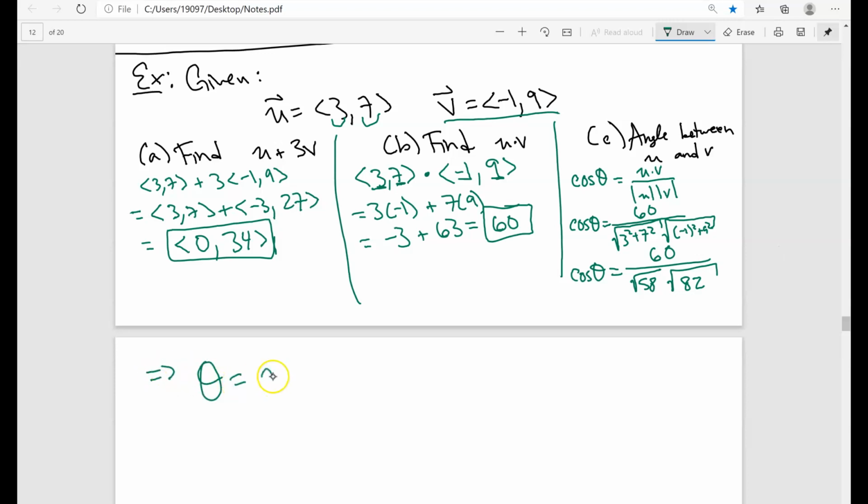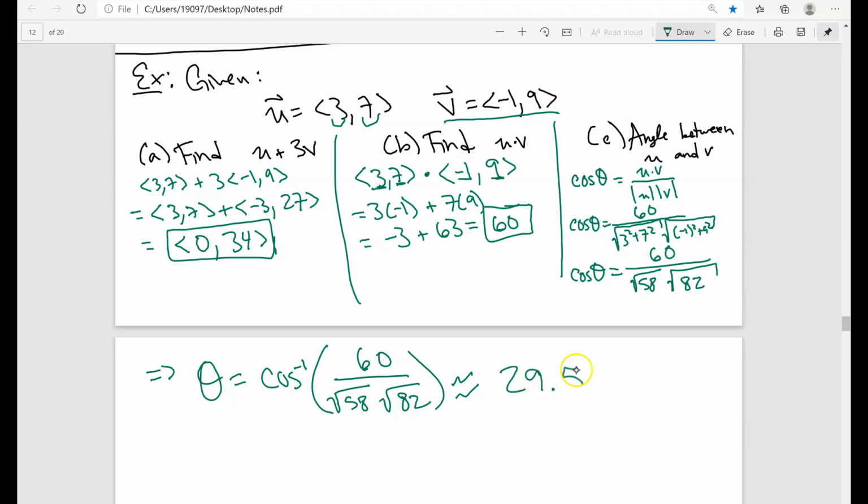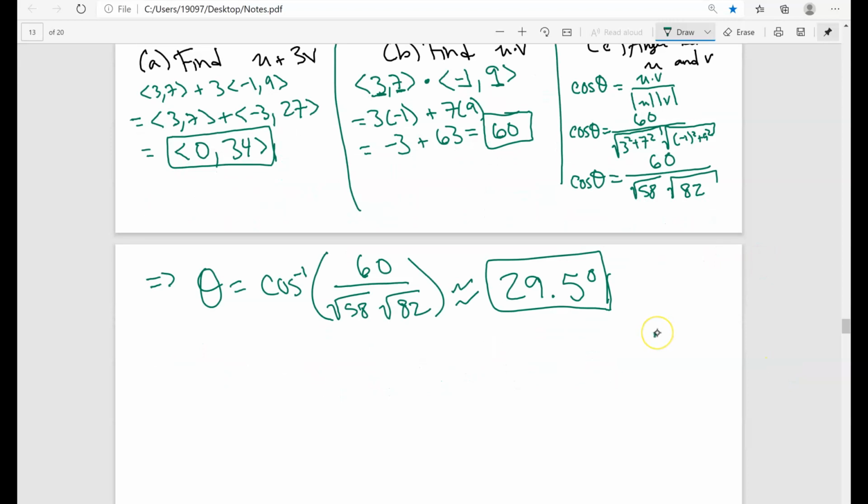So theta is going to be equal to the cosine inverse of 60 over square root of 58, square root of 82. Okay, so cosine inverse is going to be 60 divided by the square root of 58 times the square root of 82. And I end up getting about 29.5 degrees. Okay, so that is the angle between these two vectors. So that means if I were to graph these two different vectors in space, then the angle between these two different vectors is going to be 29.5 degrees.